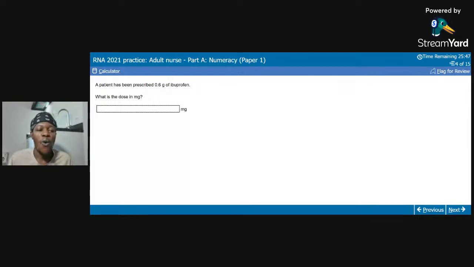So it's similar to the one that we did earlier. 1000 milligram gives us 1 gram. And now we have 0.6 gram. So I know the answer already, but let me just make it brief for us. So if 1 gram equals 1000 milligram, then 0.6 gram is what? X.